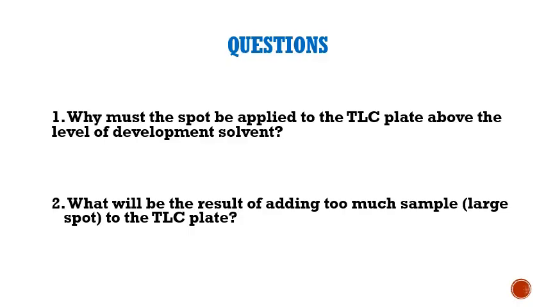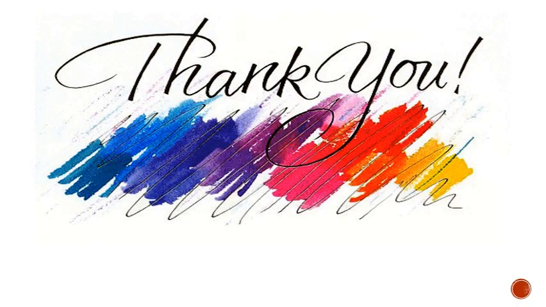Second question is, what will be the result of adding too much sample, a large spot? As I've said before, adding a large spot means that the sample or the spot after development will look tailed. It will look really big. It will not look symmetric or circular. It will look tailed. Okay, so this is the section for today. I hope that you have understood it, and thank you.